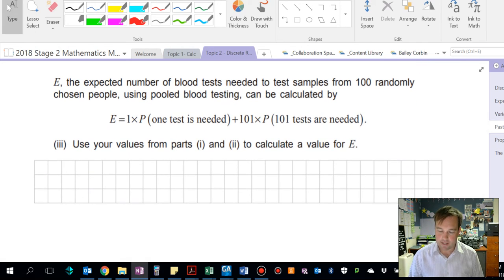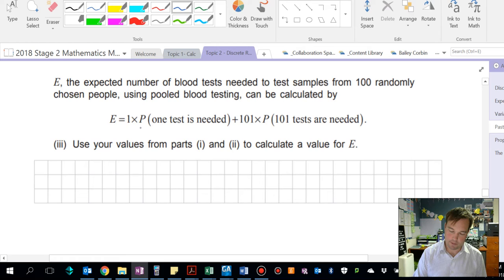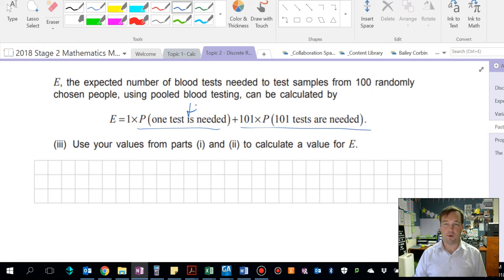Okay. E, the expected number of blood tests needed to test samples from 100 randomly chosen people using pooled blood testing can be calculated by doing 1 times the probability that only one test is needed, plus 101 times the probability when 101 tests are needed. So bear in mind that this here would be if only one test is needed, if the sample is all negative. If the pooled sample is negative. If the pooled sample is positive, then you need to do another 100 tests to test all of those people. Use your values for part 1 and 2 to calculate the value for E.